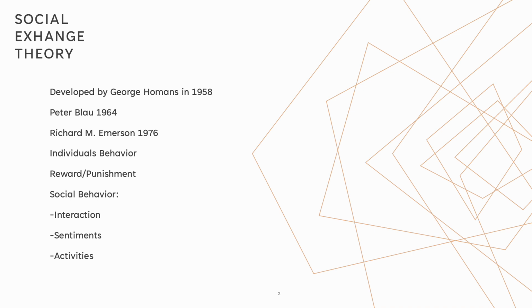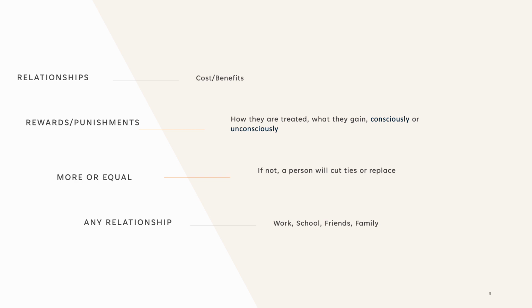George Homans's theory was that if you took a closer look at an individual's behavior, they would seek out rewards or positives versus punishments or negatives in a relationship. And in those social behaviors, it was interaction, sentiments, and activities. If we take a closer look at what that means, the theory is that these relationships could be broken down into costs and benefits, and rewards and punishments, and how a person is treated, what they gain from the relationship. And this could be conscious or unconscious.